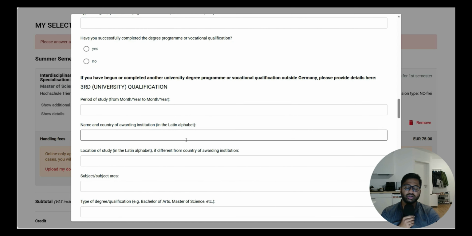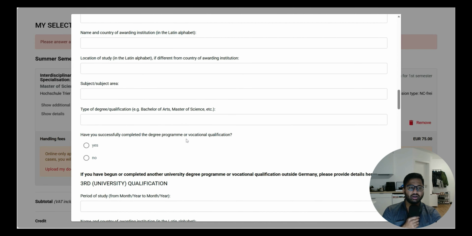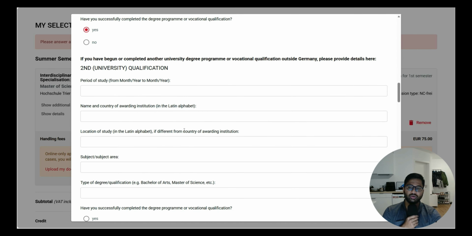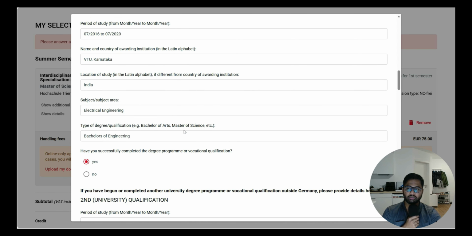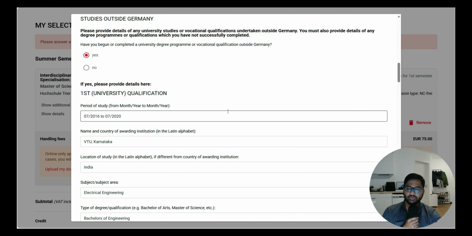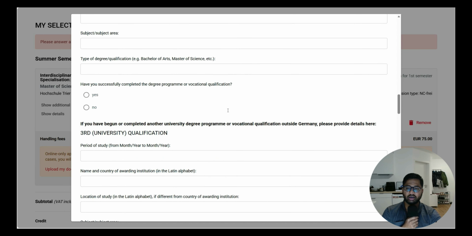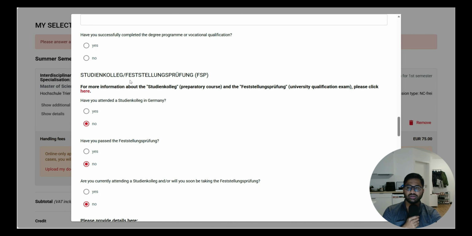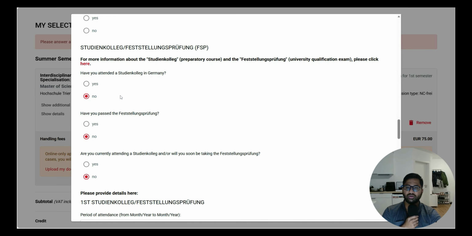In the third university qualification, you can also fill in your master's degree if you have already done one master's in India and are now coming for a second master's. But if you have done a proper 12th standard, only one engineering degree, and are coming for a direct master's, then you just have to fill in the first university qualification as I have shown you. After filling in all these things, then you need to fill in the part where you have to say student in college, we have not attended.